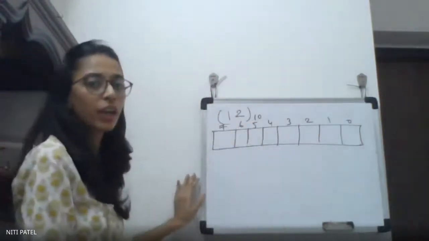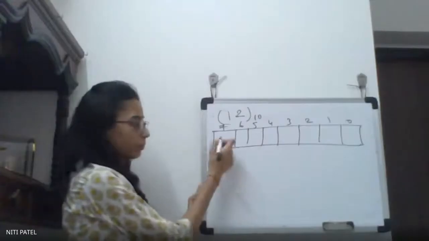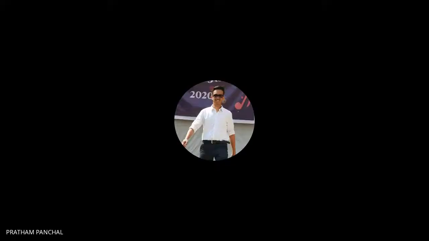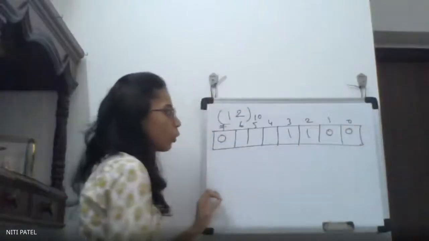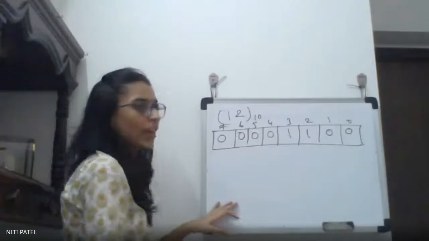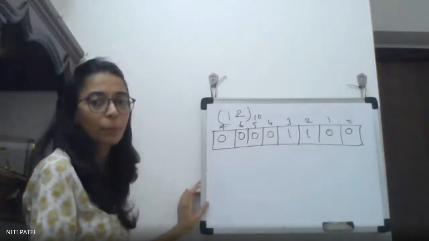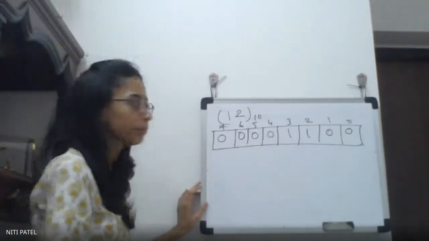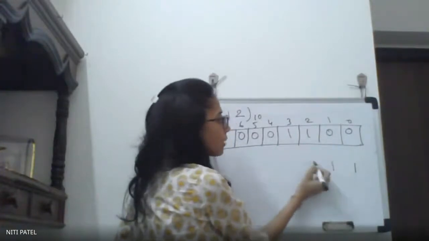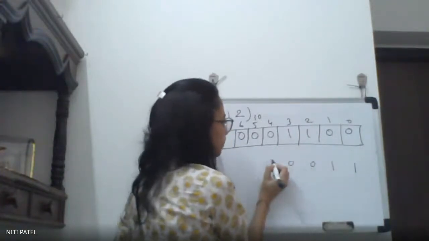Is the number positive or negative? Positive. What will be the seventh bit? 0. What will be the binary of 12? 1100. What will I do with the remaining bits? Zeros. I will fill with 0. Now what I have to calculate is ones complement. What will be the ones complement? All zeros will be converted to 1 and all ones will be converted to 0.